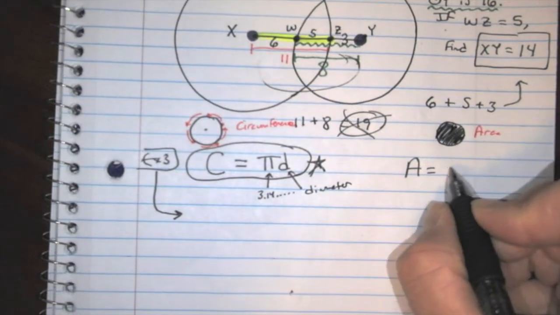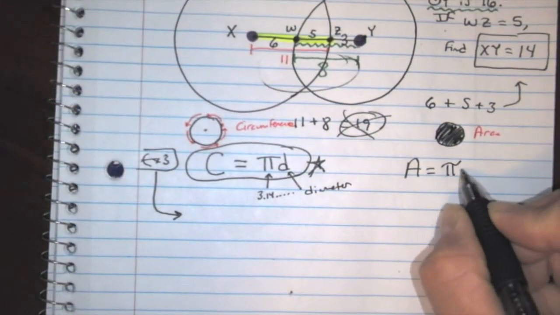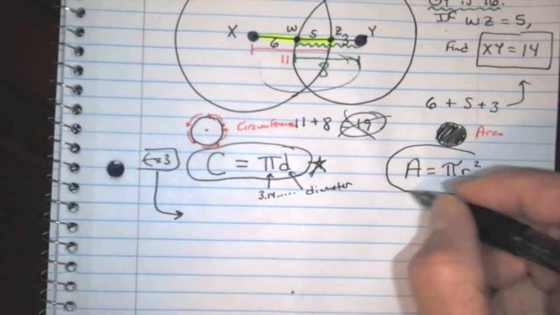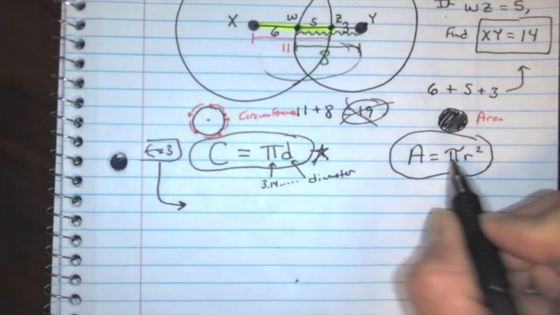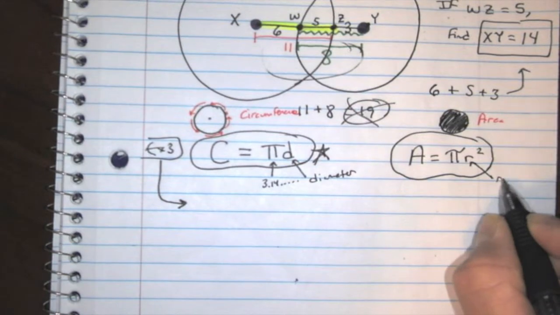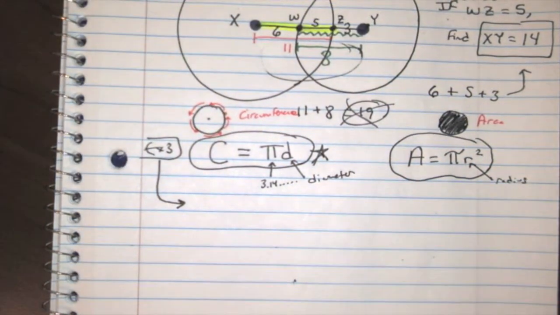All right, area. Here's another famous equation. Pi r squared. That'll give you the area of any circle. Area is going to be pi, and the r is radius. Cool. Let's start this problem.